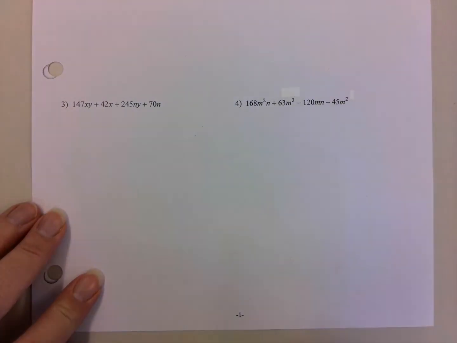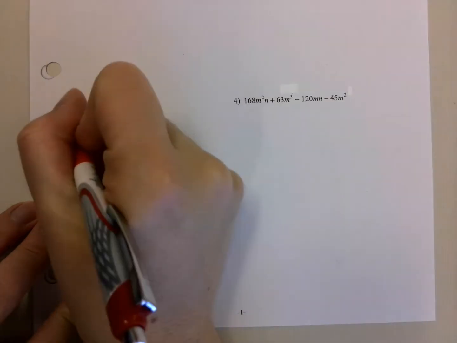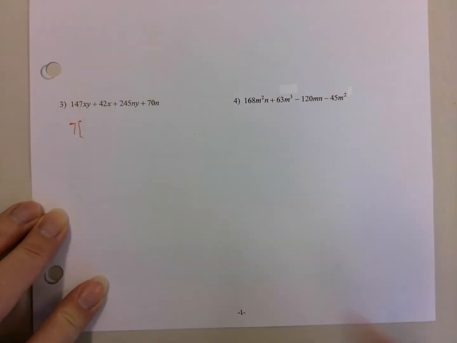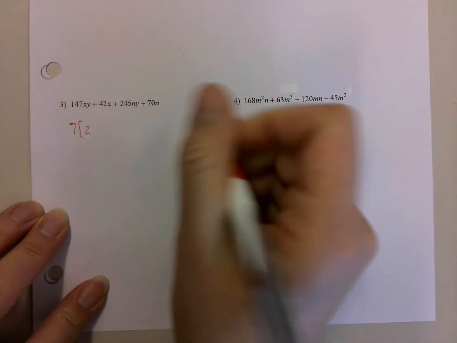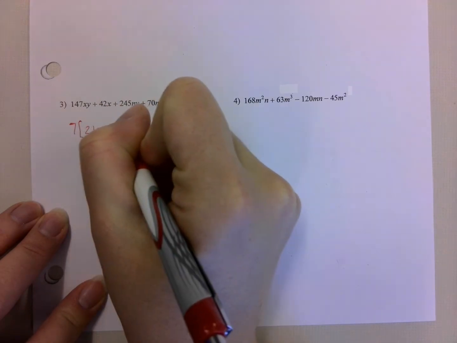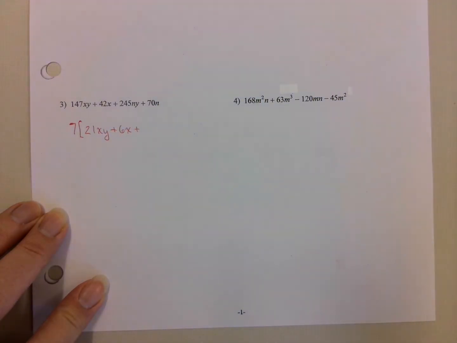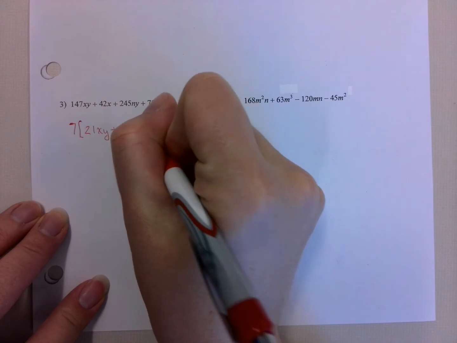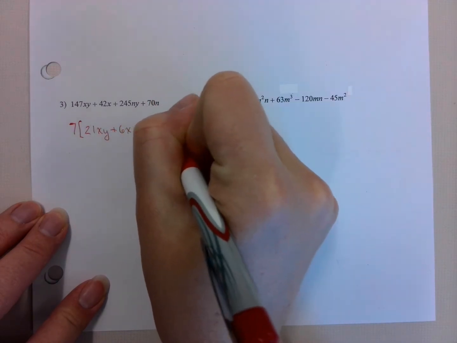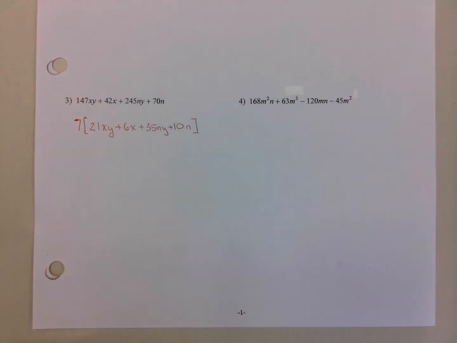All right, in this problem, there is a GCF, and again, these numbers look big, but I'm focusing on the 42 and the 70. And what those two have in common is just a 7. So everything divides by 7. You had to test it out, and I got a 21, and they don't all have the same variable, so 21xy, okay, plus 6x, plus, I'm going to have to use my calculator for that, 245 divided by 7, 35ny plus 10n. So I'm not rearranging unless when I go to factor it doesn't work.